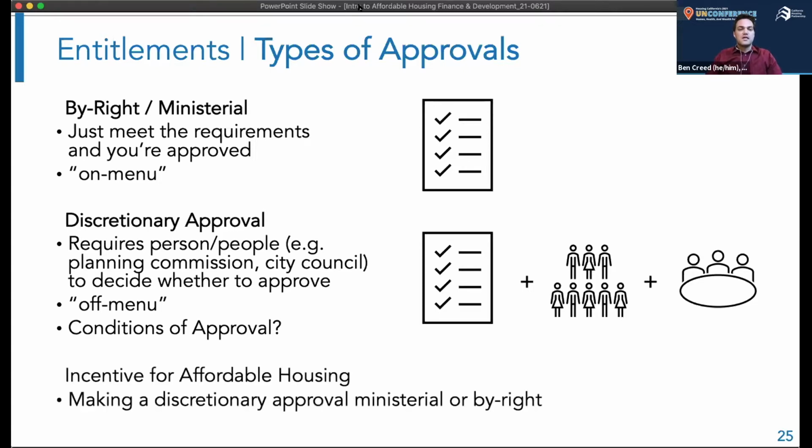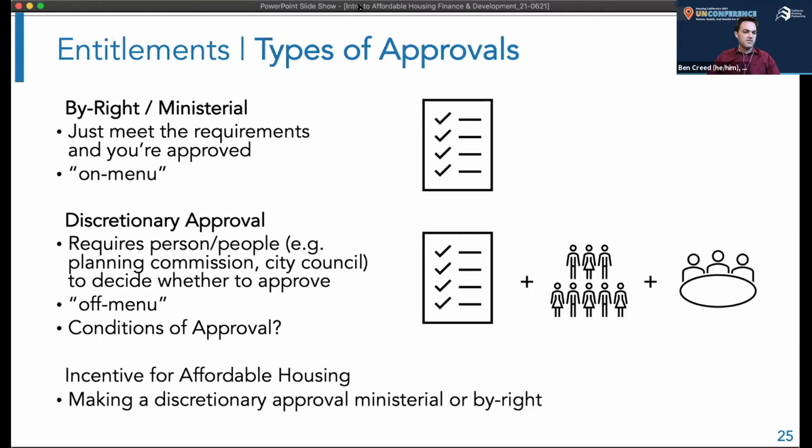And so if a city wants to incentivize affordable housing, another thing that they can do on the entitlements front is to make discretionary approvals, a project that would normally be subject to a discretionary approval, ministerial or by right instead, which will reduce the chances of it being denied.